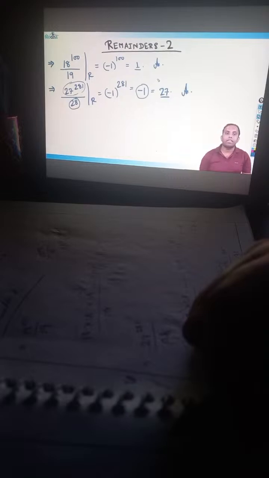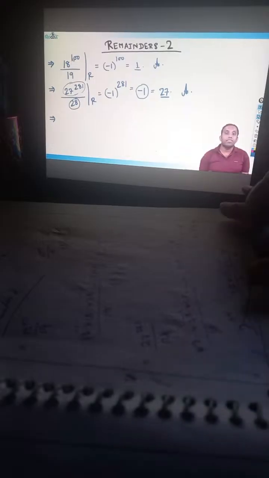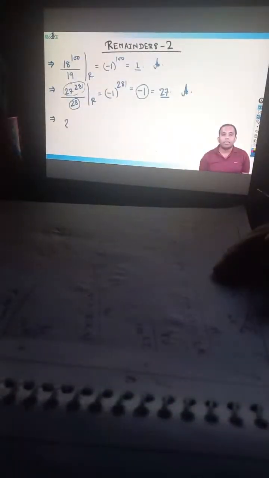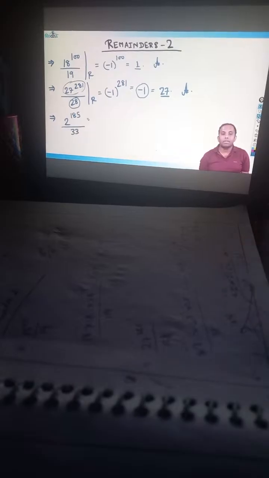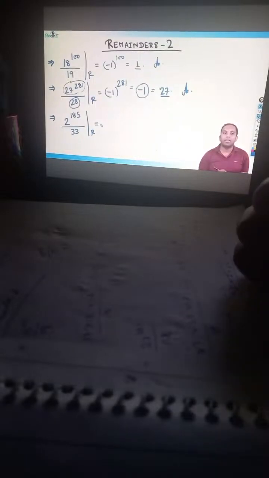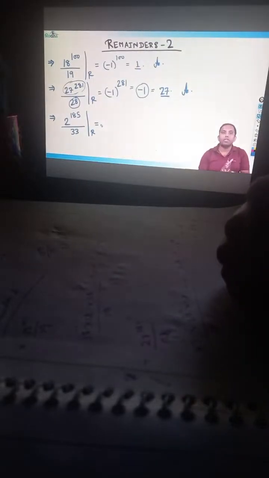We discussed this. Now we'll move one step forward. Right now it can be easily seen that 27 by 28 or 18 by 19 remainder is plus 1 or minus 1. Now in the next question we have to search for those things. See how to search it. If I take the example 2 raised to 185 divided by 33, remainder. Directly seeing this question, it is difficult to solve.